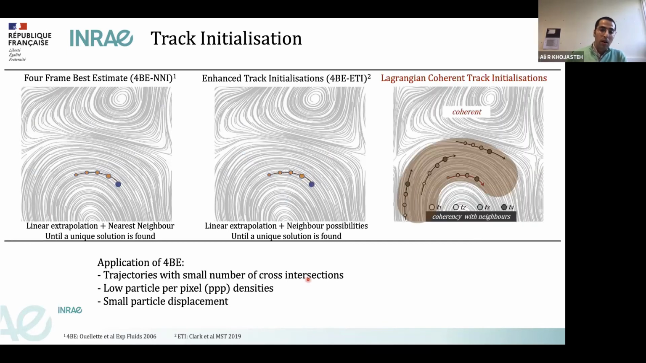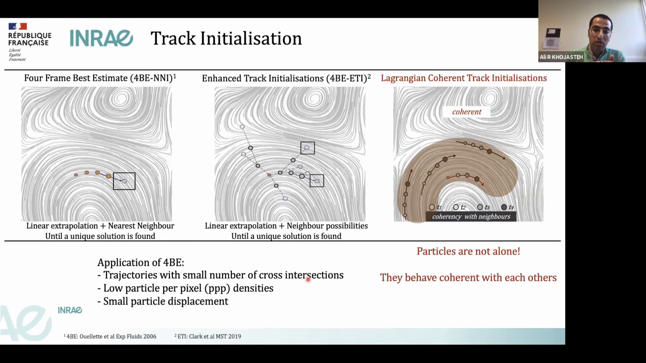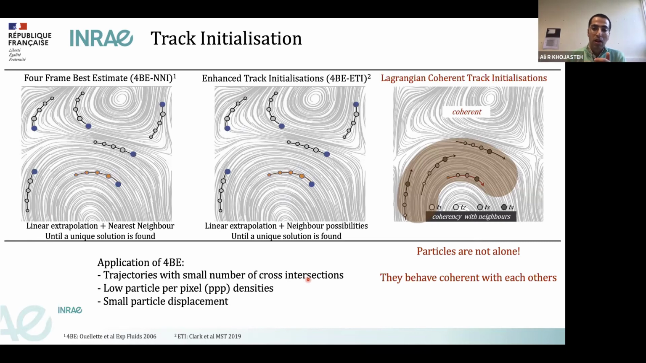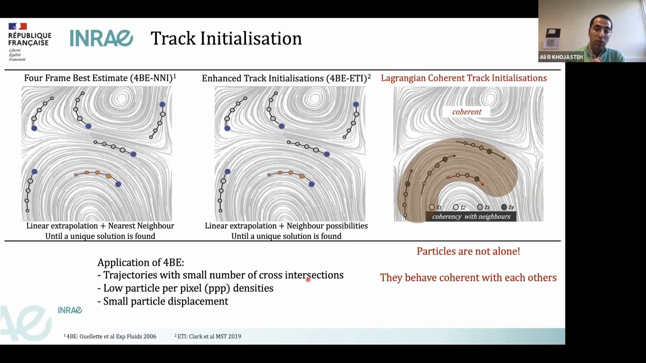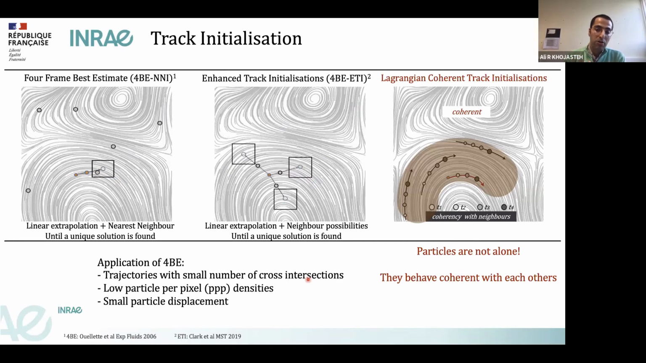What we say is that we keep the same 4-frame technique, but we add coherency. Particles are not alone in our domain, either in 2D or 3D. They act coherently with their neighbors, not all the neighbors. Some neighbors are not coherent. So that's all the motivation that we want. We want to use this information that we have coherency in order to build unique coherent tracks.